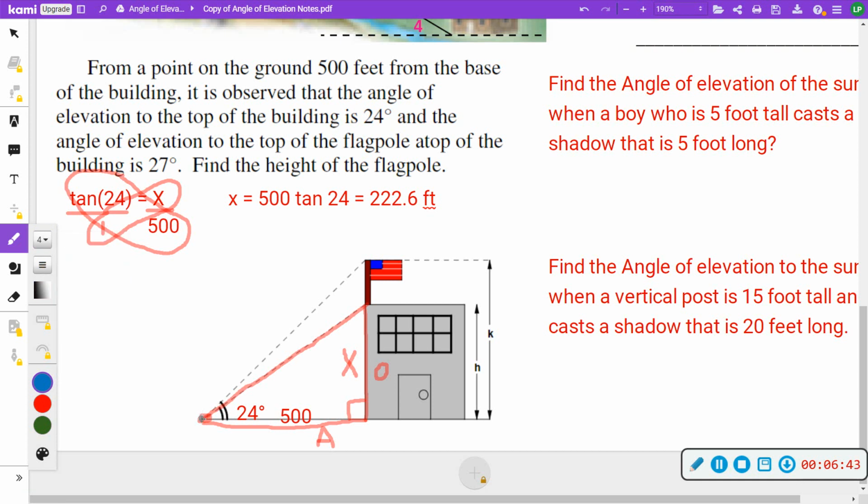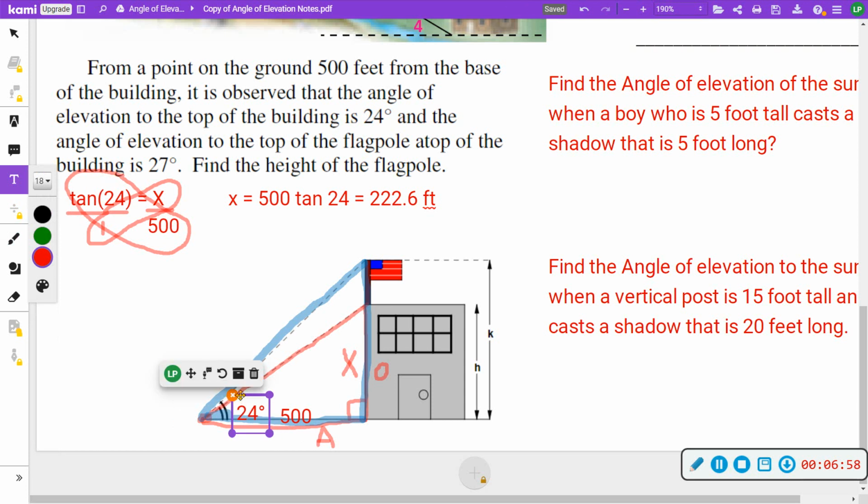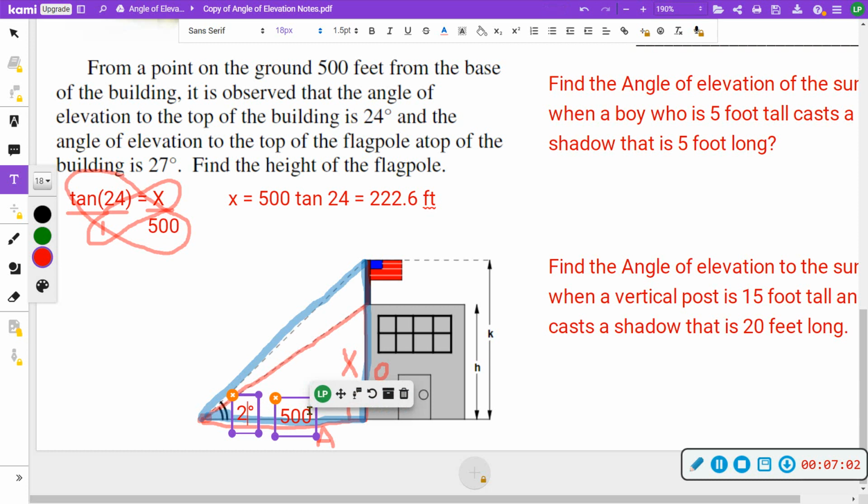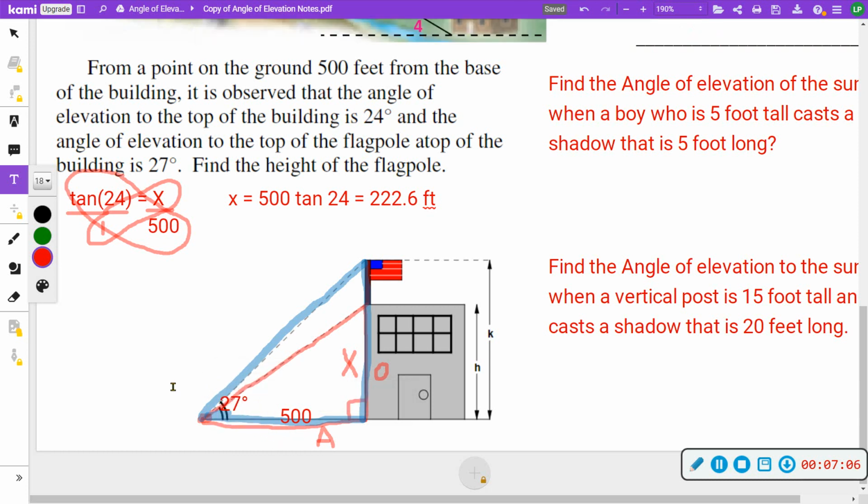And this triangle, we're going to look at the top of the flag, and it's going to go straight down. And this is going to stay 500. The only thing that's going to be different is that this angle, the whole angle, is now 27 degrees. So this whole angle right here, the bigger angle, is 27 degrees.